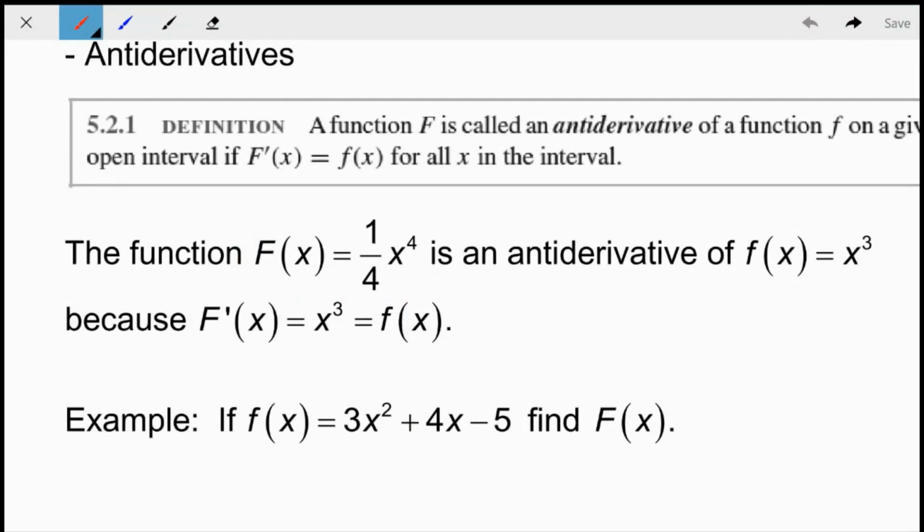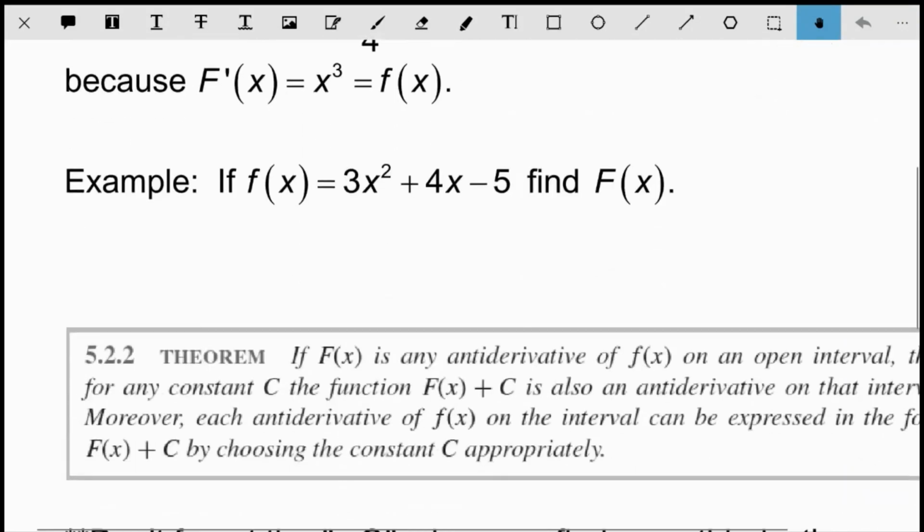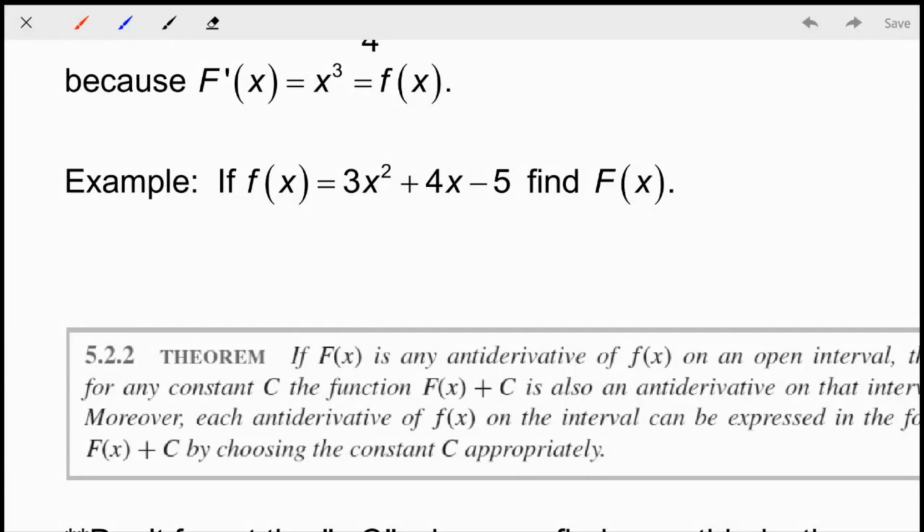Now, the thing that you have to be careful about here is when we start talking about antiderivatives, there's actually an infinite number of antiderivatives for any derivative function that we have. And we'll get into the details of that here in just a minute. Okay, so let's look at an example. Now, notice the notation that we're using here in this example. We have a lowercase f of x and an uppercase F of x.